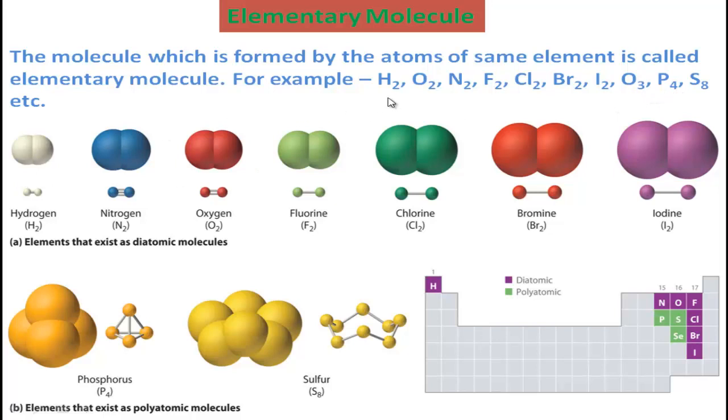So, here you have to memorize which are diatomic molecules, which are polyatomic molecules, and how many atoms are used in their molecule. You have to remember this. This is fixed. You cannot make it yourself. This is actually naturally fixed. So this is the elementary molecule where molecule is formed by the atoms of same element. Here atoms of same element.